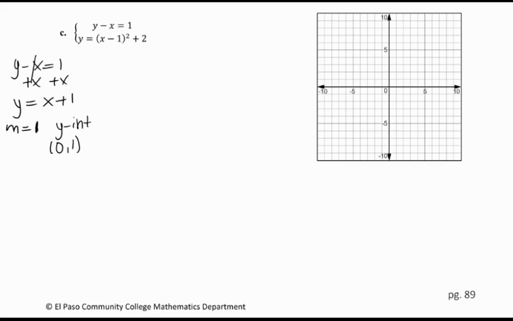Let's go ahead and graph that. So we plug in 0, comma 1 right here. And then we move 1 up, 1 to the right, 1 up, 1 to the right, 1 up, 1 to the right. Let's graph our line.